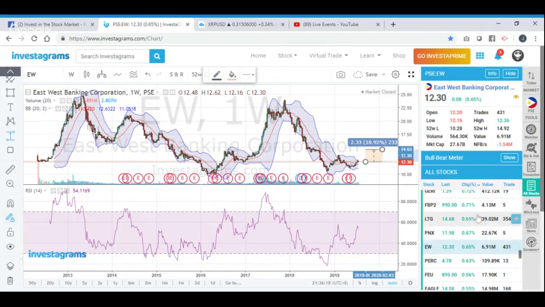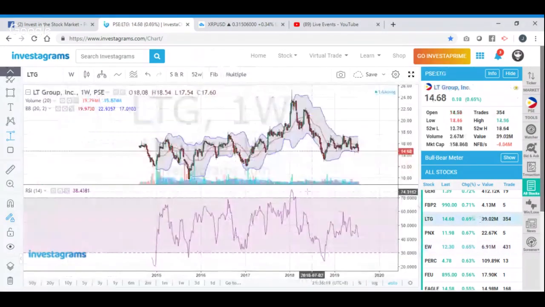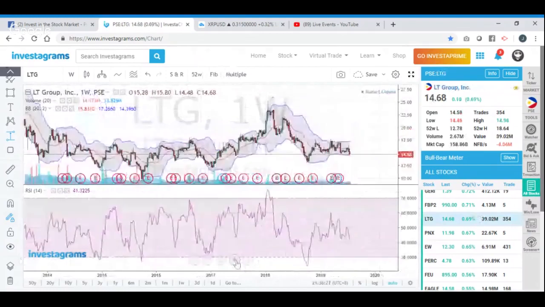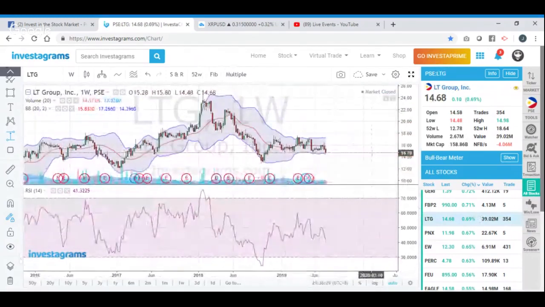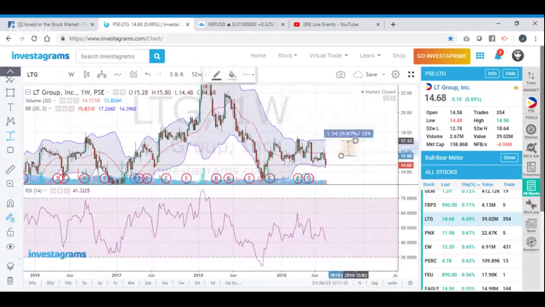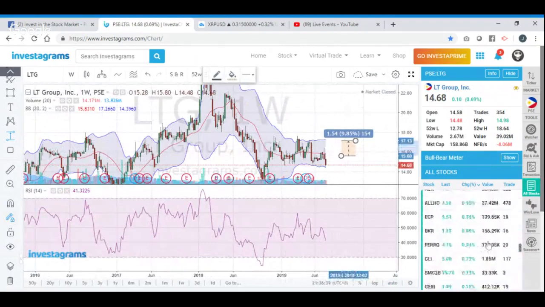LTG. It's still making a sideways movement, and just stay away first because most of the action are happening below MA20 line, right?